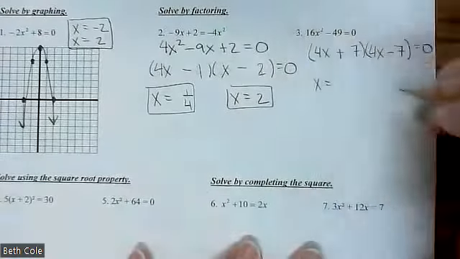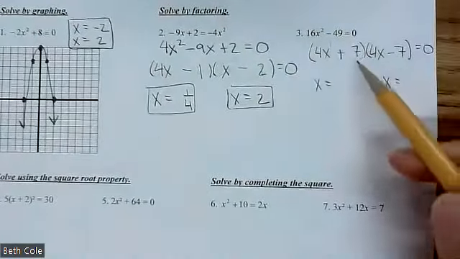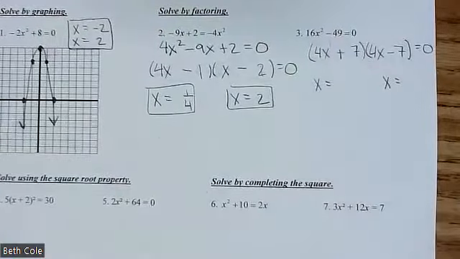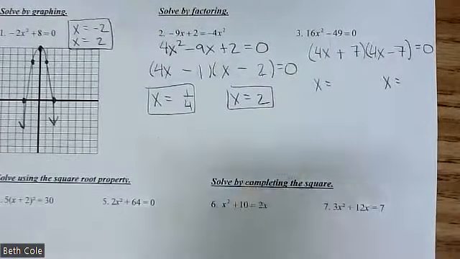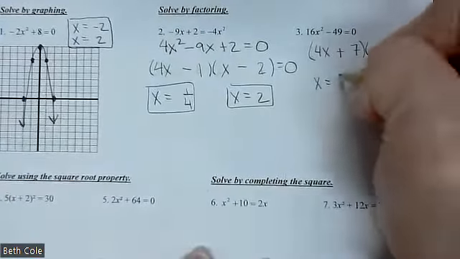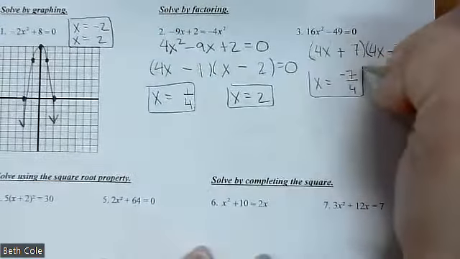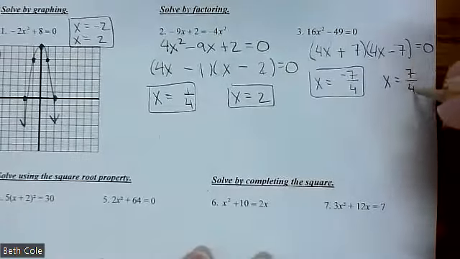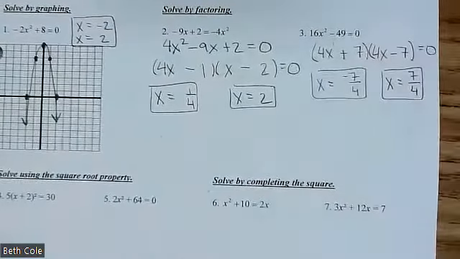Now, don't forget to follow through and actually get your answers. This one, you would subtract 7, so it would be a negative 7, and then divide. Good, so negative 7 over 4. And then the other one would be positive 7 over 4.